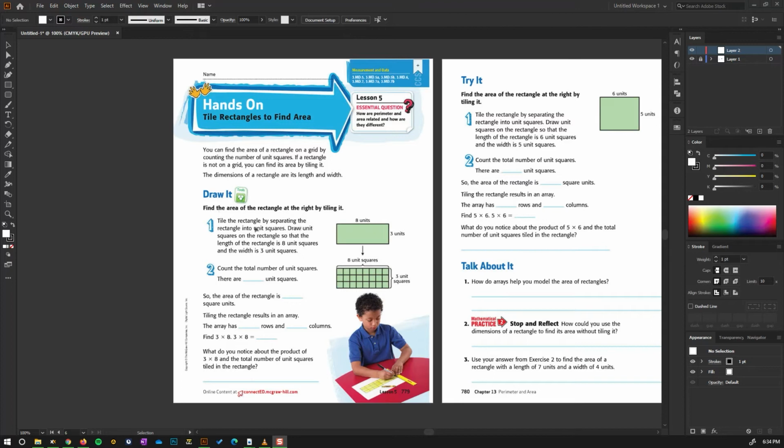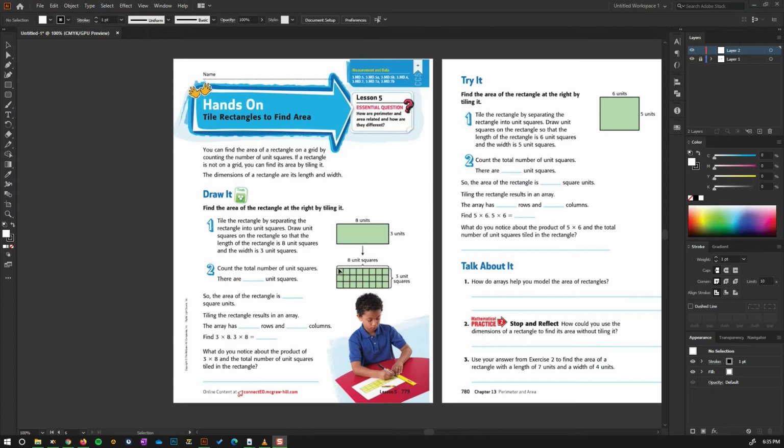Tile the rectangle by separating the rectangle into squares. Draw unit squares on a rectangle so that the length of the rectangle is 8 unit squares and the width is 3 unit squares. So we see the length here as 8 units and the width as 3 units. We're going to tile it by breaking it into squares and then counting the squares.